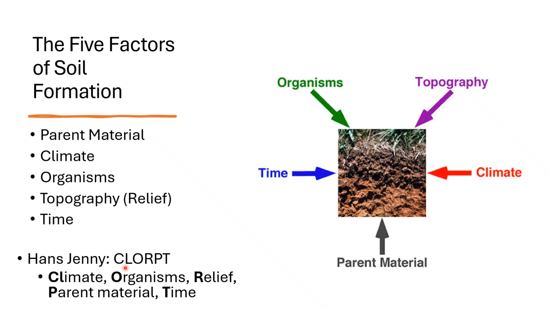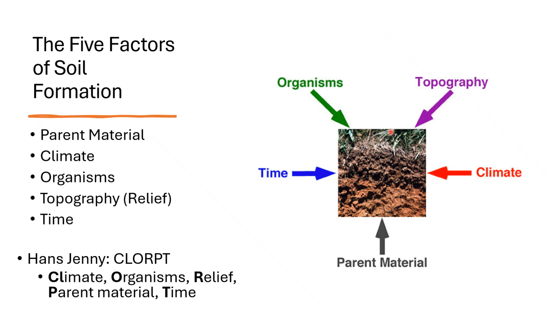or I say CLOR-PT, is a way that the scientist Hans Jenny discussed it in his reports, where the CL is climate, O is organisms, R is relief, P is parent material, and T is time. So you can say that over time, climate and living things act on parent material with a certain topography to create soil.